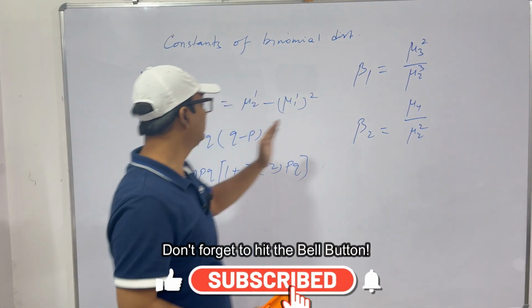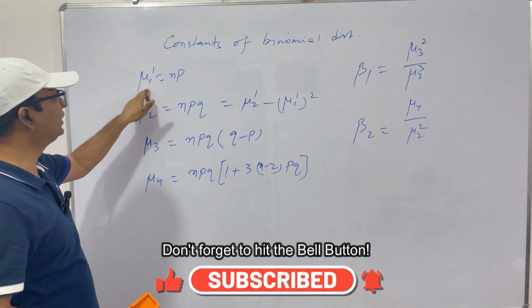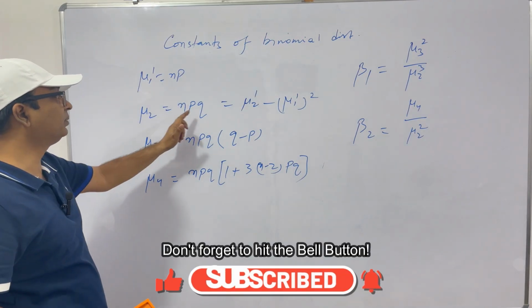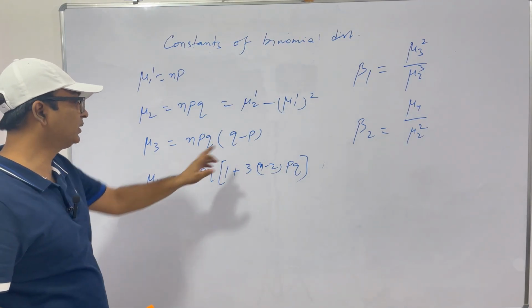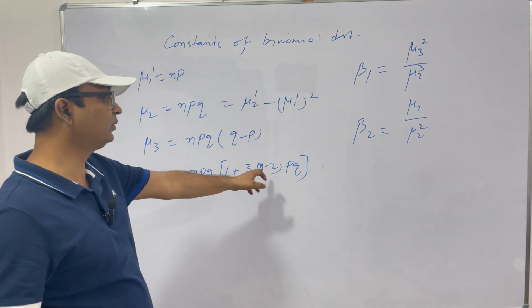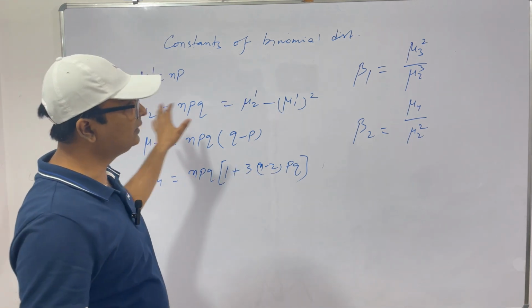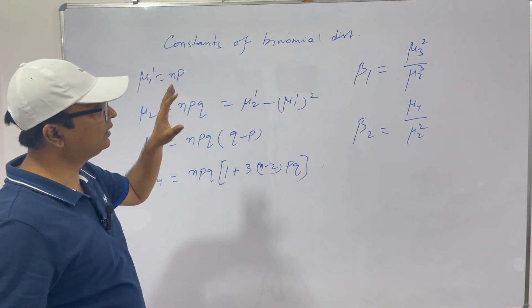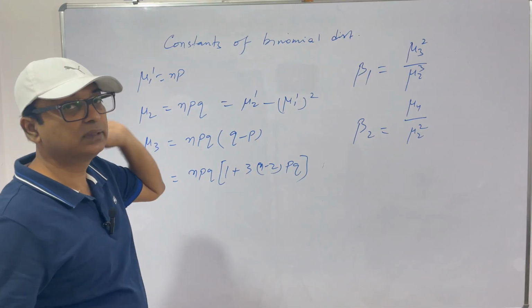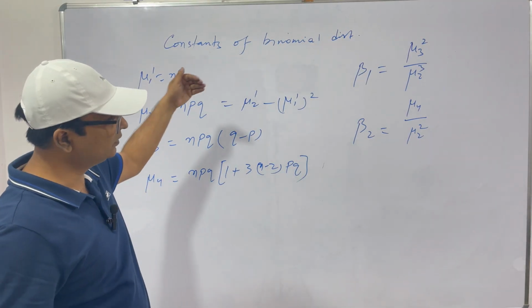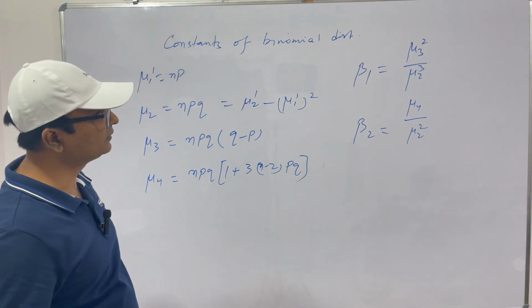You very well know, you have to remember that mean mu1 dash is equal to np, mu2 is npq, mu3 is npq (q minus p), and mu4 is npq (1 plus 3(n minus 2)pq). These are the actual takeaways from this topic. Okay, and then we will solve examples and understand.